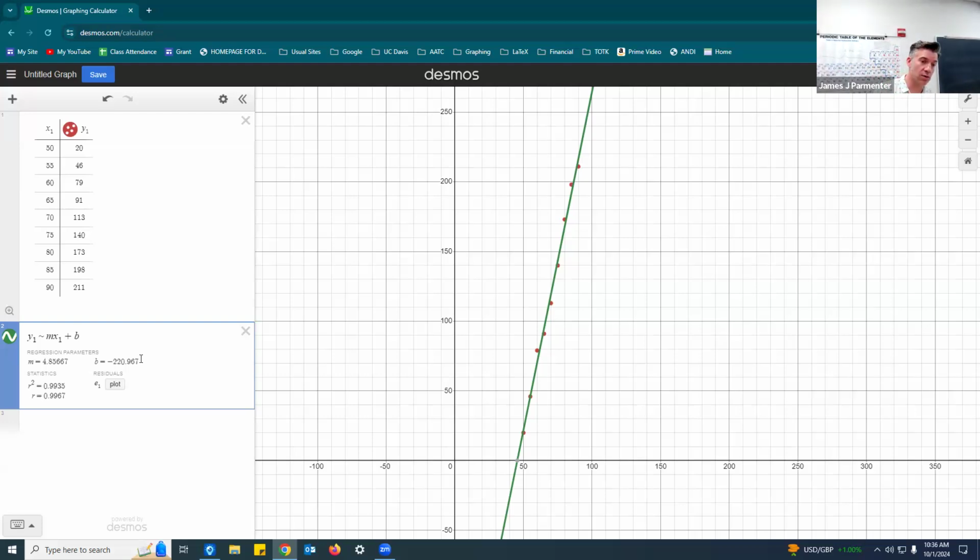It also tells you, this R value here tells you how good of a fit your line is. The closer to 1, the better the fit. The closer to 0, the worse the fit. I should say the closer to plus or minus 1, the better the fit. The closer to 0, the worse the fit. Yeah, that's kind of it.